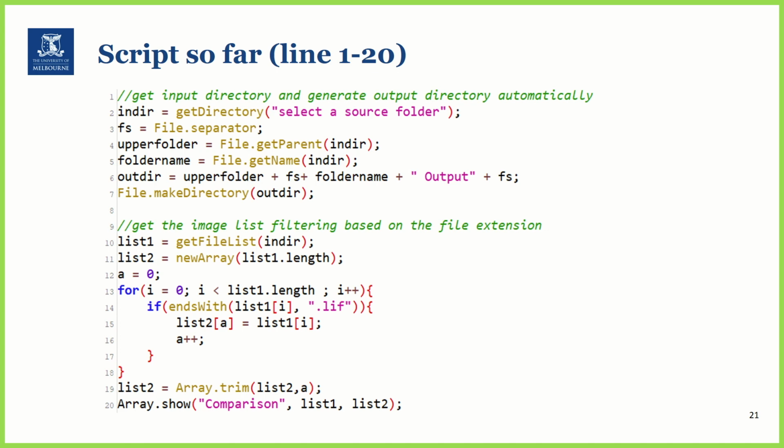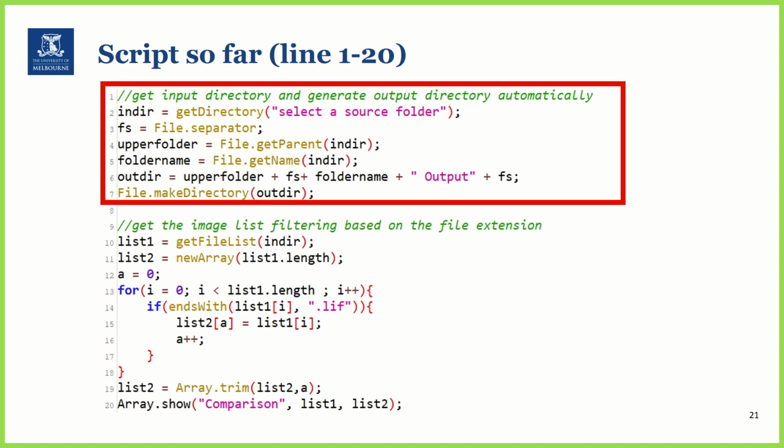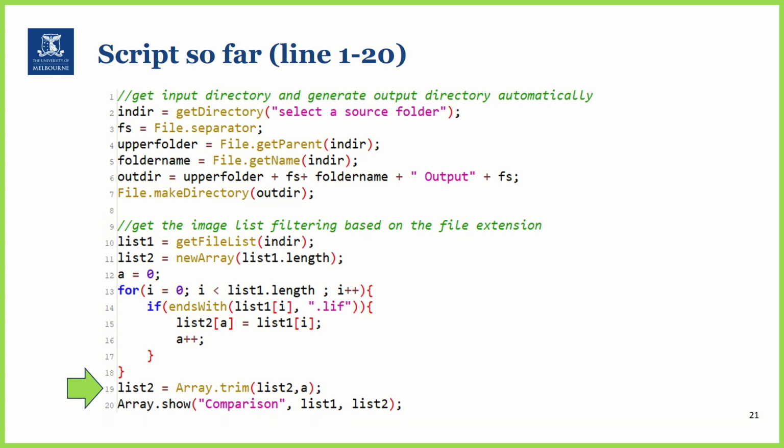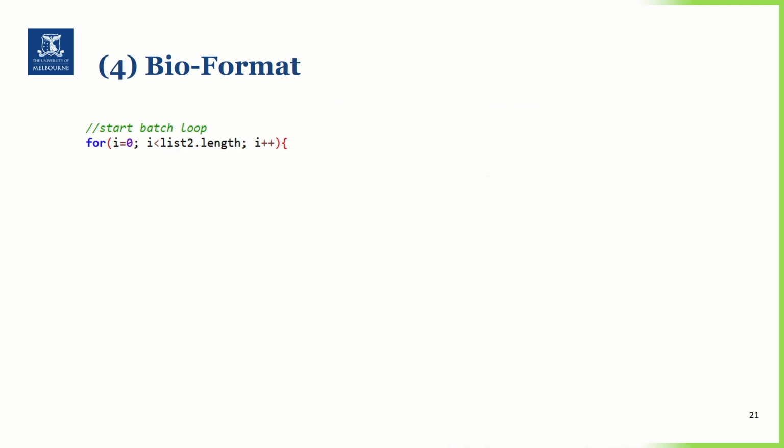From the previous step, this is what we have done so far. On the first paragraph, we have generated the output folder automatically. And on the second paragraph, we have filtered the file using two arrays. So list 2 is the array which we can use for the next loop. After this, we can start to make our file opening loop using list 2.